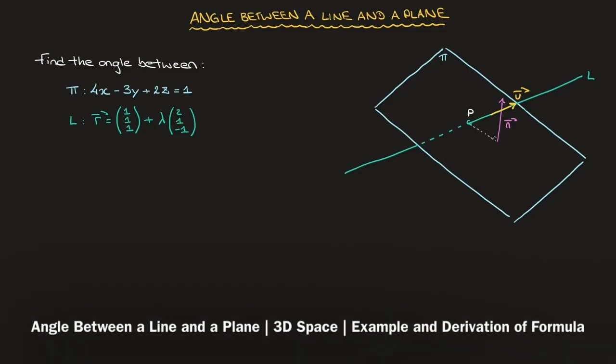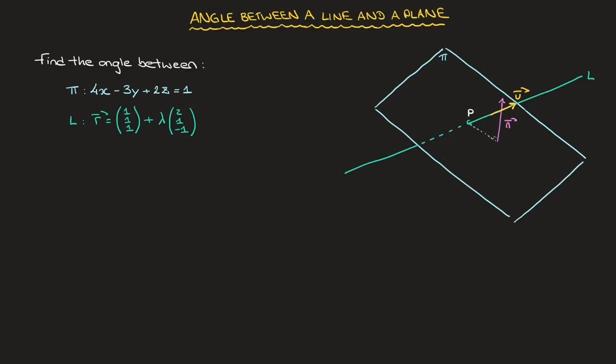In this tutorial, we learn how to find the angle between a line and a plane. And to do that, we're going to work through the example that we see here. We're given the equation of a plane, and we're given a line equation, and that's given in vector form. And we need to find the angle between this line and this plane.